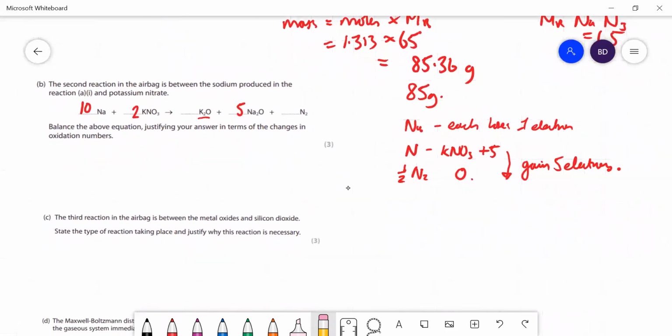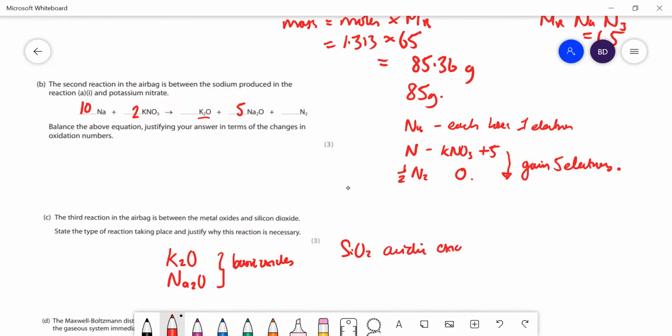Okay, the third reaction in the airbag is between the metal oxide and silicon dioxide. So we've got metal oxides, potassium oxide and sodium oxide. State the type of reaction and justify why it's necessary. Right, these are both basic oxides, whereas silicon dioxide is an acidic oxide. So you're going to get a neutralization reaction there.